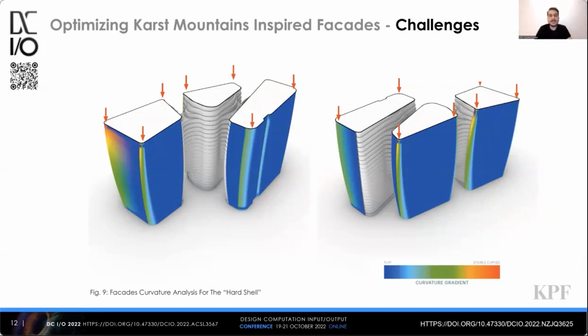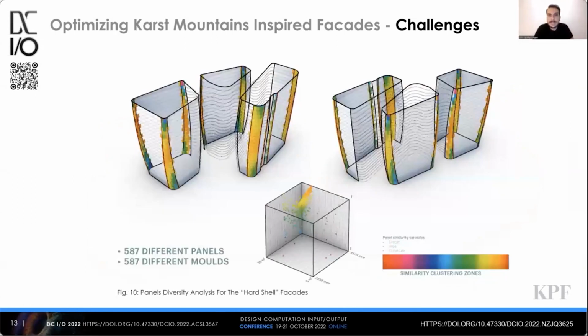And after this, we were like, okay, let's check what is happening with the panels when we apply the staggering grid on top of these double curved areas. What we realized was that we were getting a really messy panel distribution. We were literally getting 587 different panels, which meant 587 different molds.